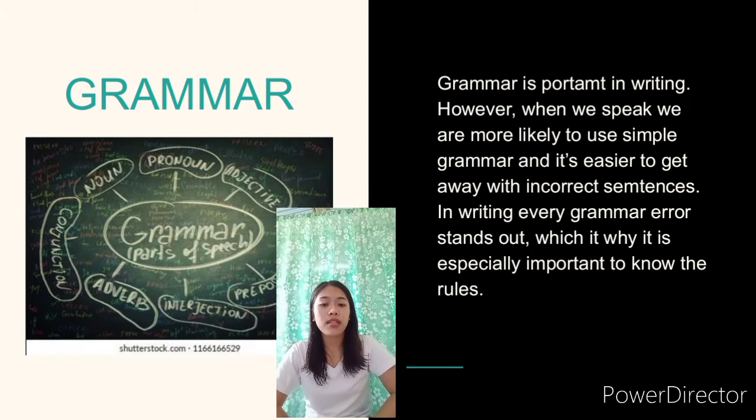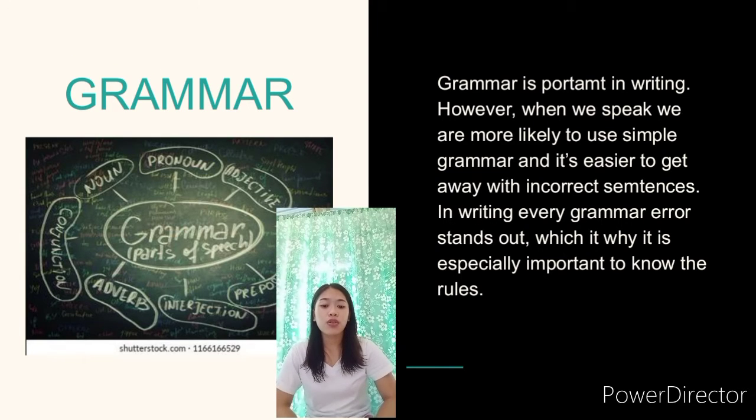Sixth is use the simple present tense for habitual action. Seventh, use the present progressive tense for current action. Number 8, add ed to verbs for past tense. Ninth, use present perfect for the unfinished past. Number 10, use present perfect progressive for unfinished action in the past. And the last one, use past perfect for the first of two past actions.